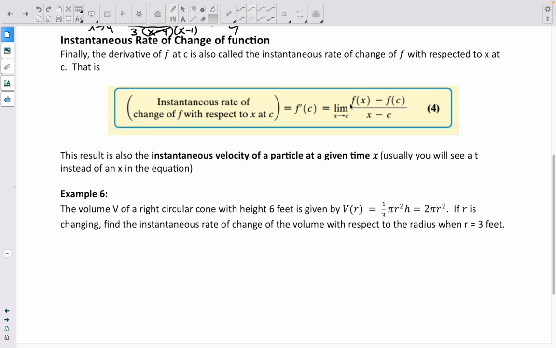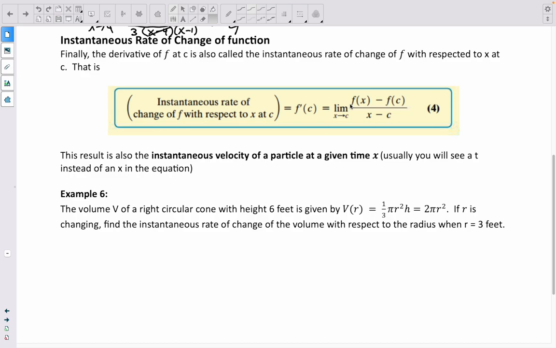So there's also the instantaneous velocity of a particle at a given time x. So if we're talking about some physics, we'll talk about velocity. If something's moving, it's your instantaneous velocity. So if you're driving your car, you look down at your speedometer. What speed are you traveling? That is your instantaneous rate of change.